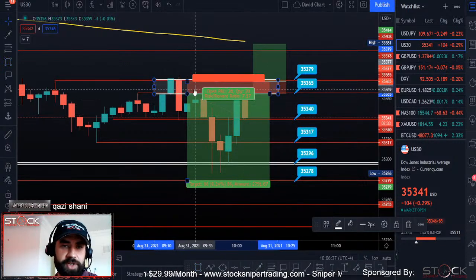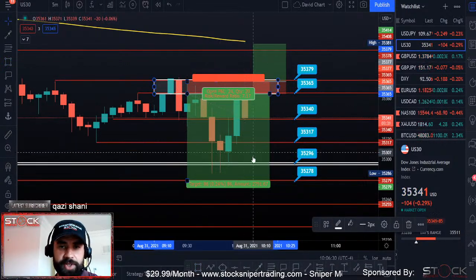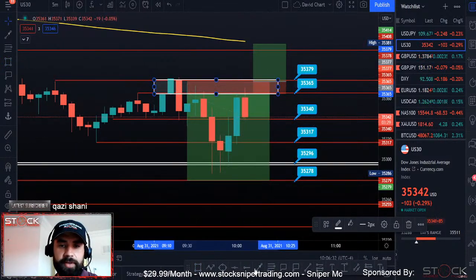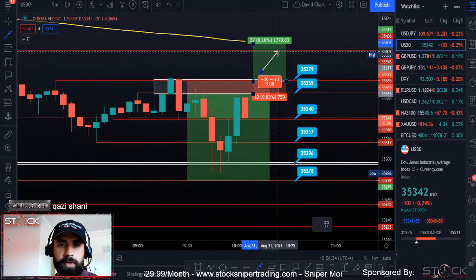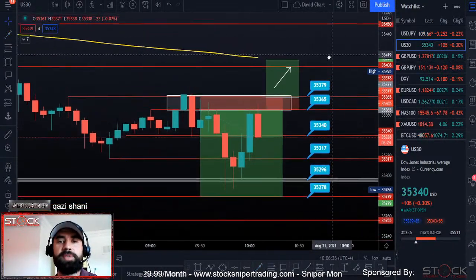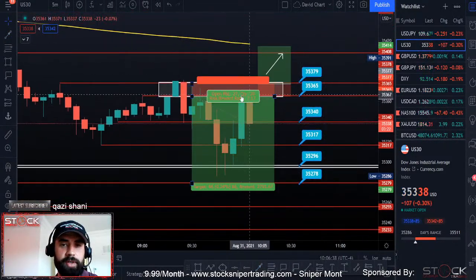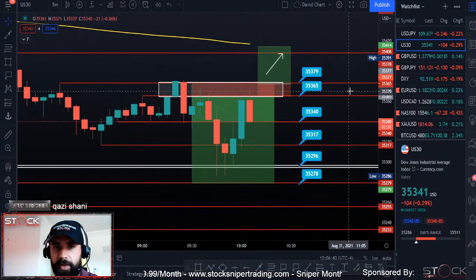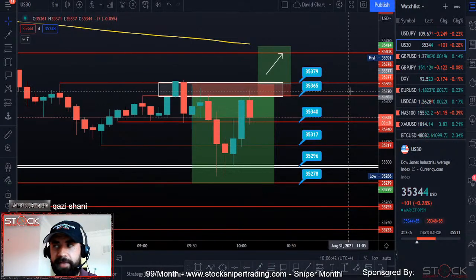Okay, so as soon as it comes up in here, you can start to add another sell position. Okay, if it breaks above here, you can see it's going to be maybe a push to the upside. Okay, but this is still bearish here. Okay, it came in the area of 35,370. All right.